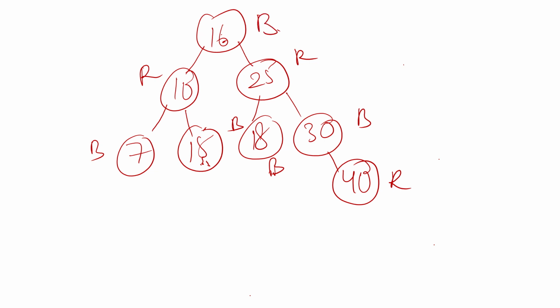So no more inconsistencies. We don't have any red combination. Now let's check the black depth. Now suppose if I go from here this side, if you go in the left subtree, we found one black. If we go this way, one black. If we go this way, one black. If we go this way, one black.